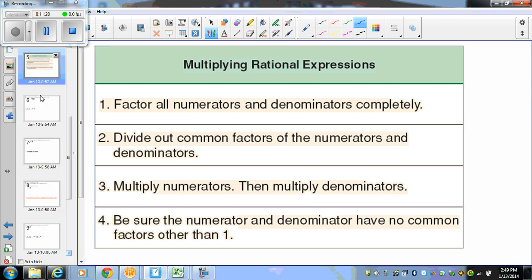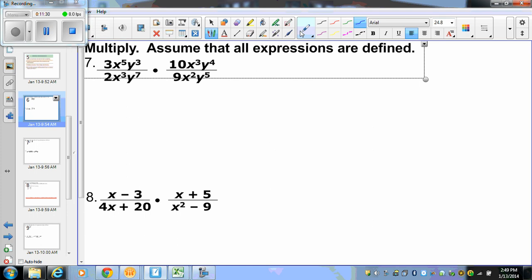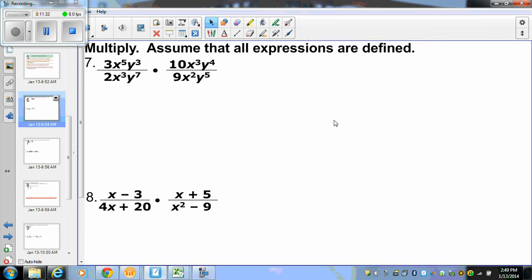So let's put those 4 steps to the test. I have here to begin with on number 6, 3x to the 5th over y cubed over 2x cubed y to the 7th times 10x cubed y to the 4th over 9x squared y to the 5th. Now, in terms of common factors, these aren't really things that are factorable. When we get down to number 8 and in future problems, your polynomials in your numerators and your denominators may be factorable, but these are all just individual terms.